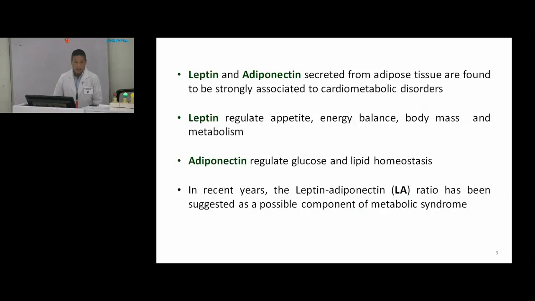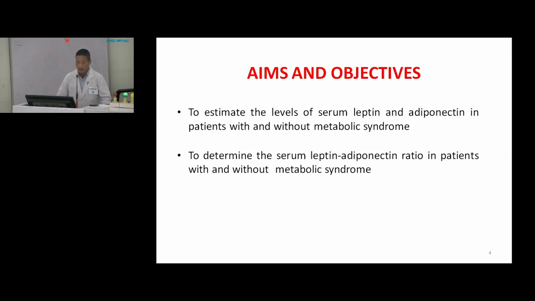Now, the two adipokines secreted by adipose tissue, leptin and adiponectin, are found to be strongly associated with cardiometabolic health or diseases. Leptin, by its action, regulates appetite, energy balance, body mass, and metabolism. Adiponectin, whereas, regulates glucose and lipid homeostasis. In recent years, the LA ratio has been suggested as a possible component of metabolic syndrome. The aims of our study are to estimate the levels of serum leptin and adiponectin in patients with and without metabolic syndrome, and also to determine the serum leptin adiponectin ratio in patients with and without metabolic syndrome.